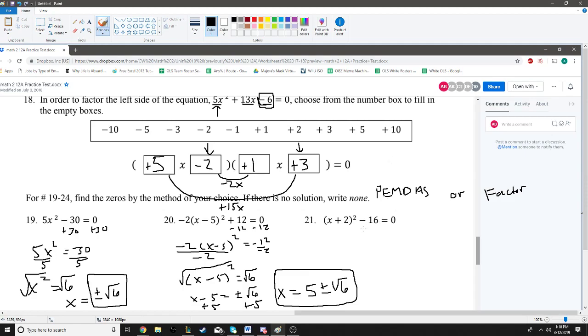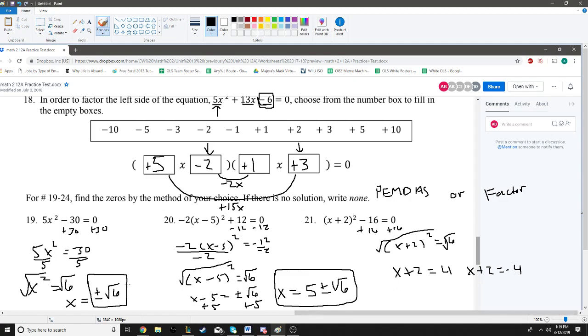Okay. For this one, we add 16 to both sides. And we get x plus 2 squared equals 16. Typically, we would divide here, but we don't need to because there's no number in front of the parentheses. Like, the a value is 1. So then we're going to square root both sides. And we get x plus 2 is equal to positive 4. And x plus 2 is equal to negative 4.